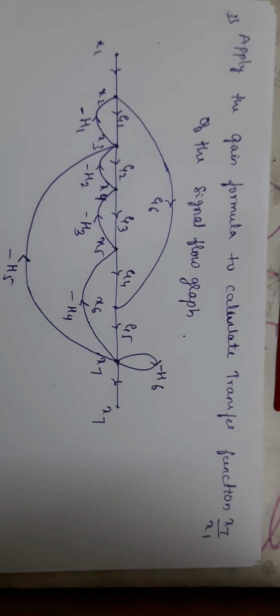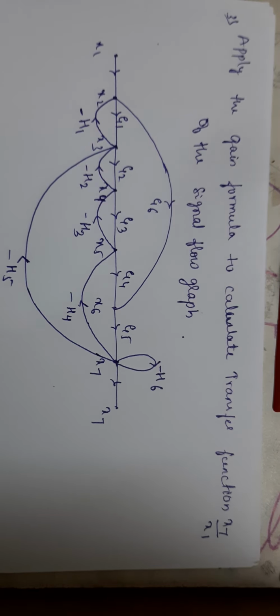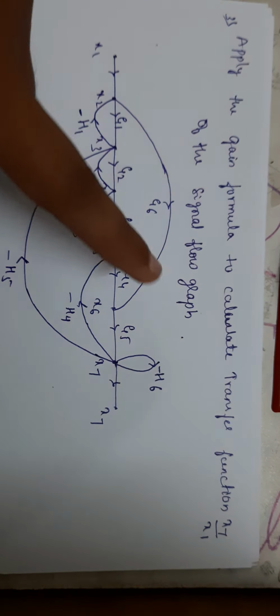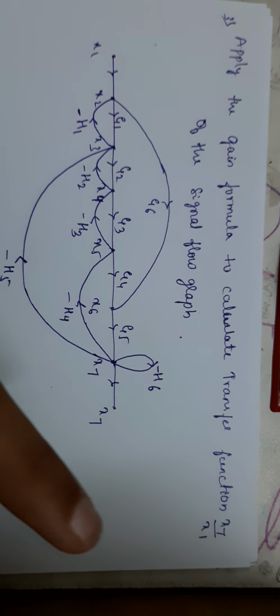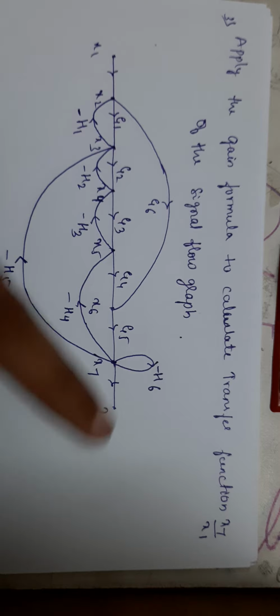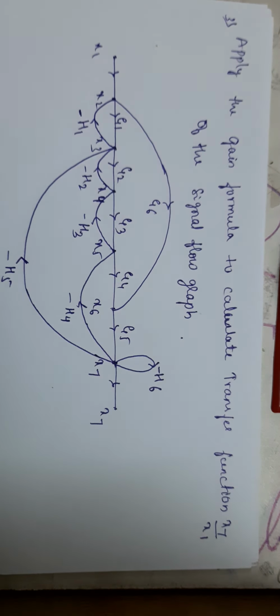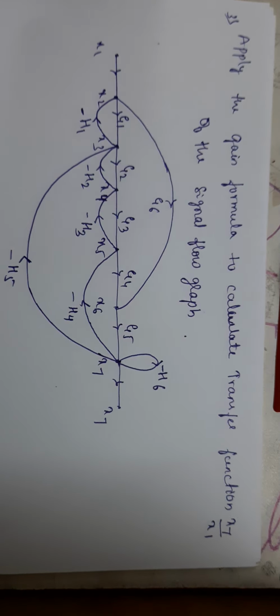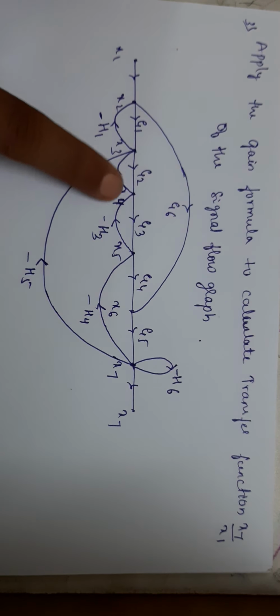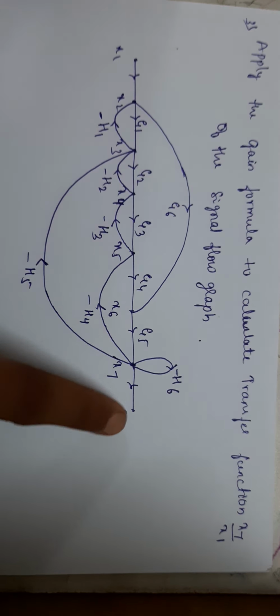Here we will start the next problem of the signal flow graph, that is, apply the gain formula to calculate the transfer function, that is x7 by x1 of the signal flow graph. Here they directly give the signal flow graph. Here it is x1, x2, x3, x4, x5, x6, x7, up to x7.